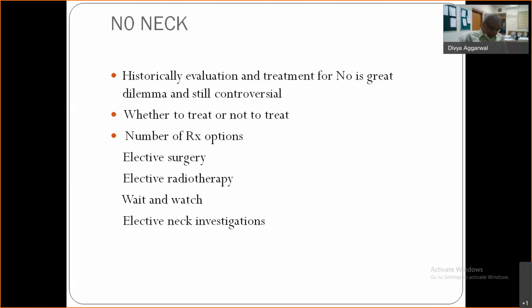Now, coming to the N0 neck, we have already discussed the neck staging based on the UICC classification. We now discuss the N0 neck. Historically, evaluation and treatment of the N0 neck is a great dilemma and is still controversial. Whether to treat or not to treat is a big controversy even now. There are a number of treatment options: elective surgery, elective radiotherapy, wait and watch, and elective neck investigations. All these modalities have their supporters, points and counterpoints. So these are all accepted treatment options for an N0 neck.